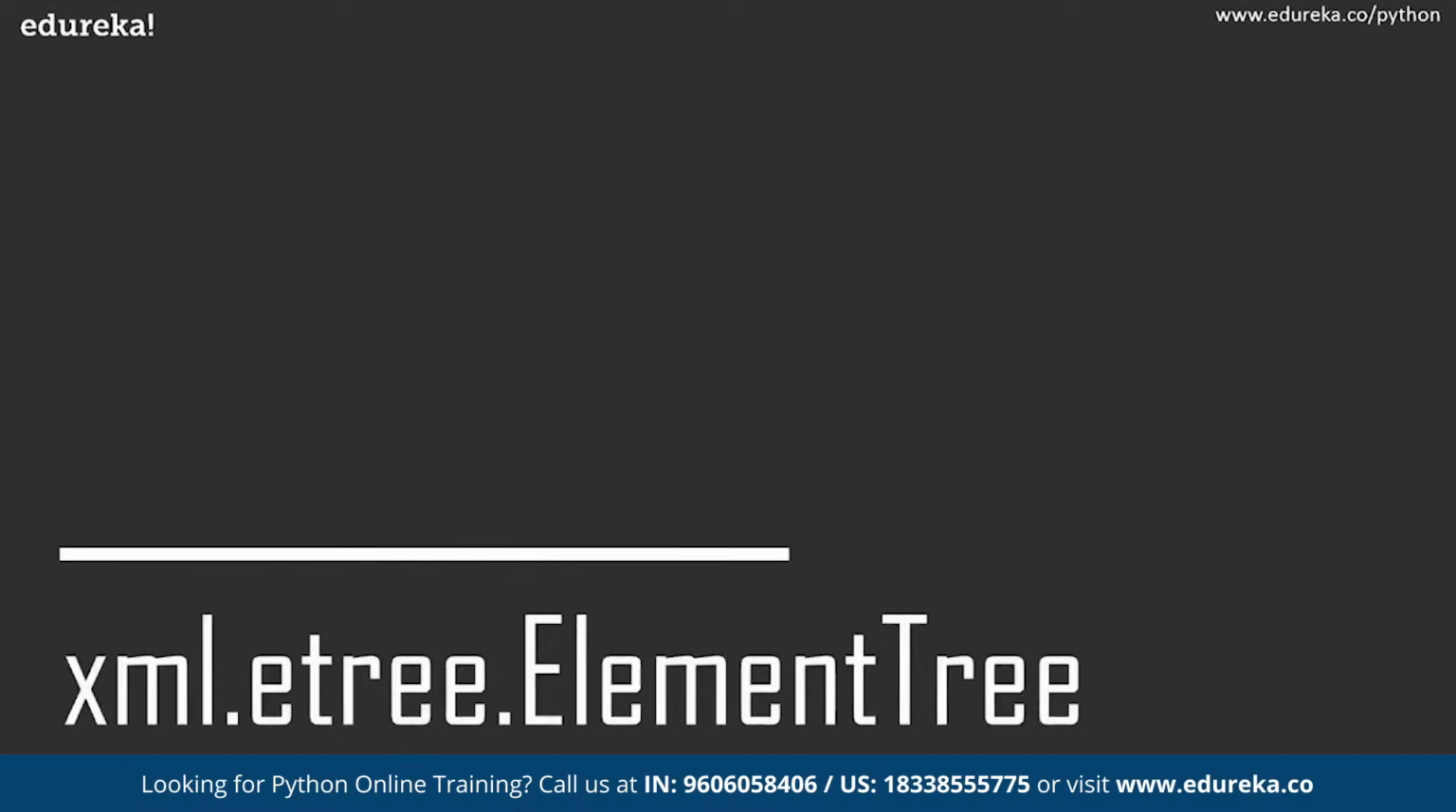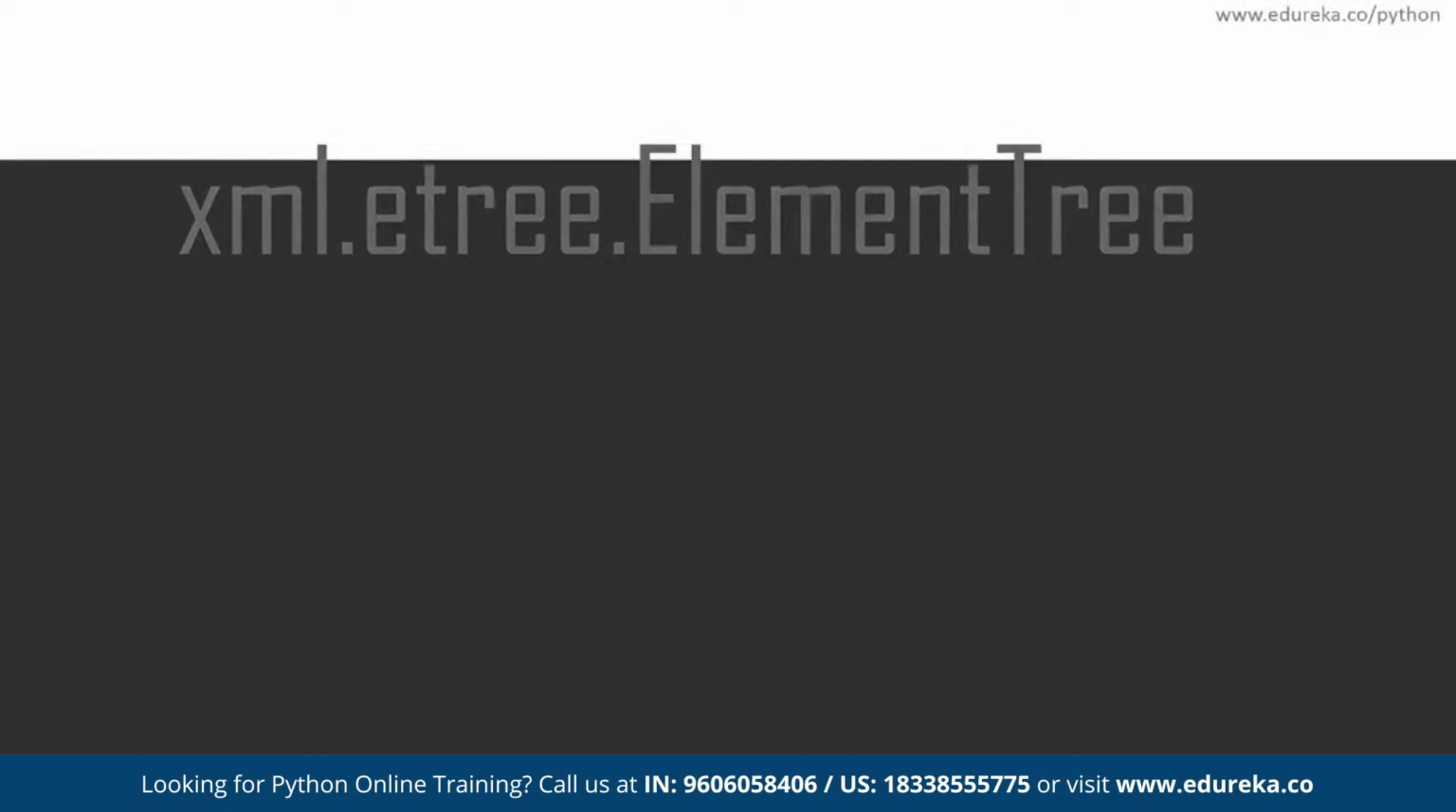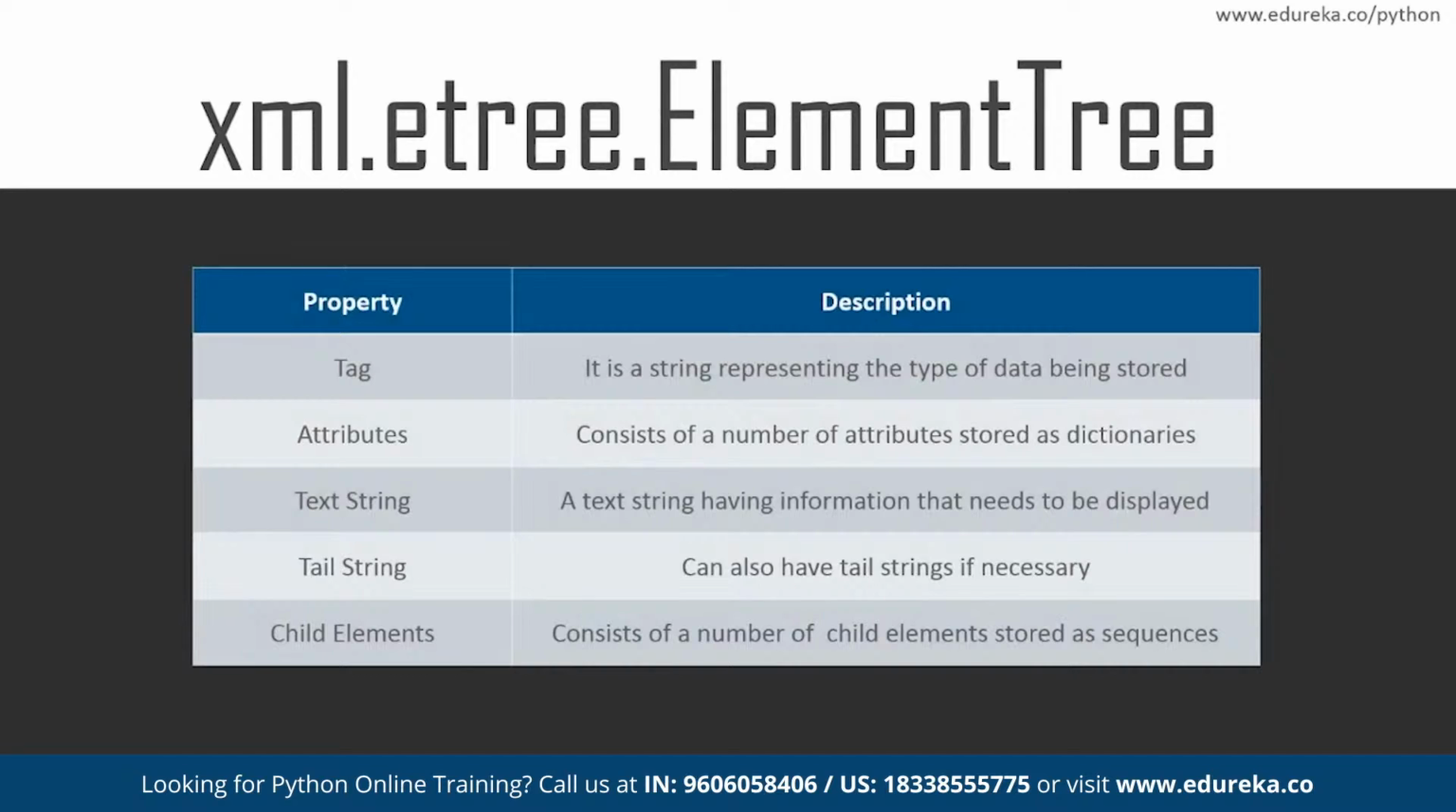Okay, now let's move on to take a deeper look at these modules, beginning with the ElementTree module. As mentioned earlier, this module helps format XML data in a tree structure. ElementTree is a class that wraps the element structure and allows conversion to and from XML. And it has the following properties. So basically, each element that's present in the ElementTree module will consist of a tag that describes the type of data being stored, the attributes which are basically stored as Python dictionaries, a text string consisting of the information that needs to be displayed, a tail string which is optional, and child elements which consists of other specific data.